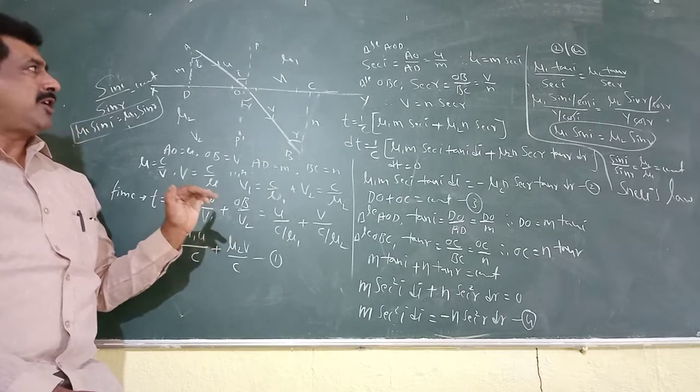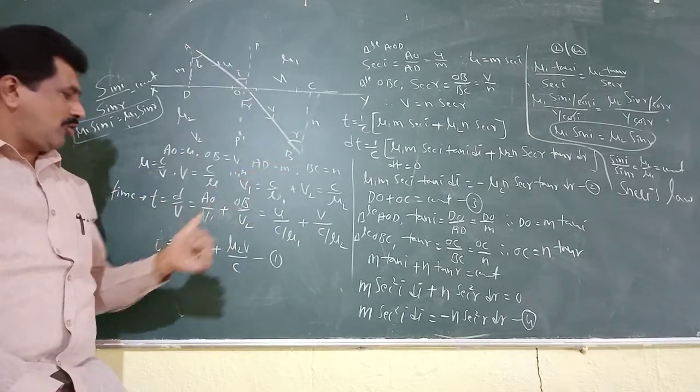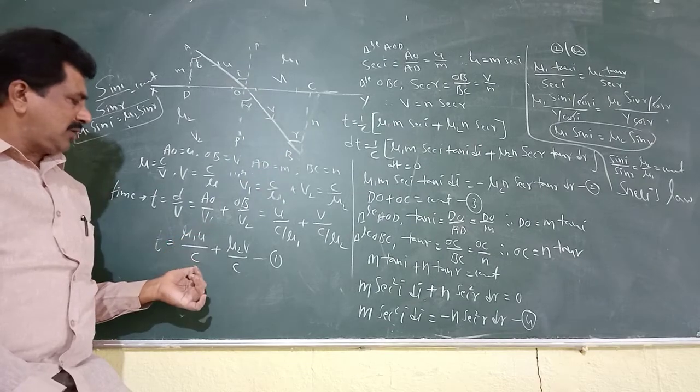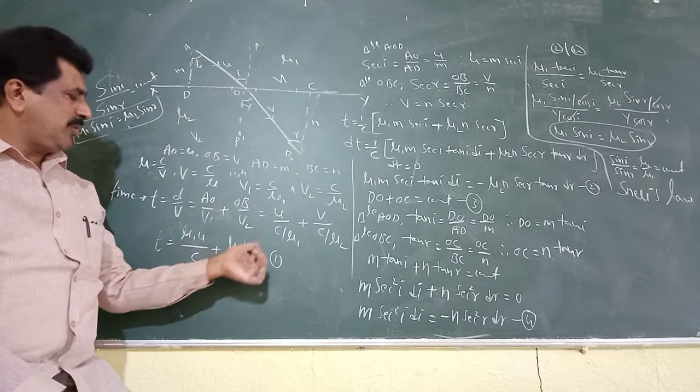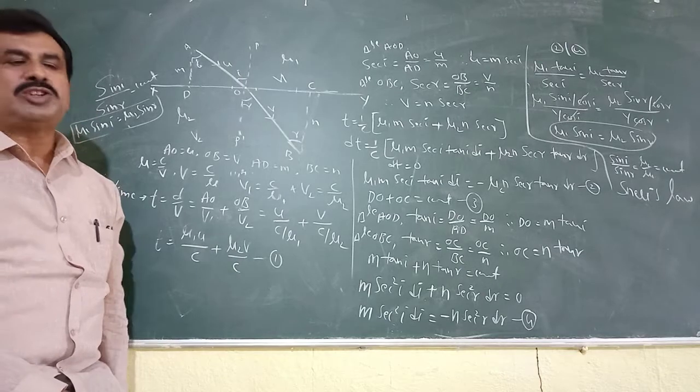So the time taken to travel the light from A to O and O to B is T equal to mu1 into U divided by C plus mu2 V divided by C, and mark this as equation number 1.